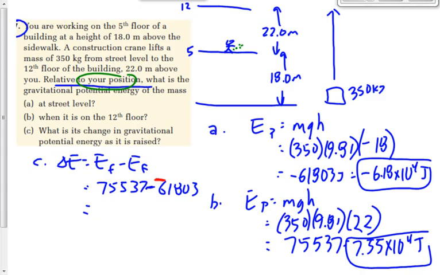Negative. We can't forget that negative in there, right? Just because we're subtracting doesn't make it automatically negative. You've got to subtract the initial amount. If the initial amount is negative, then it's subtract a negative, which makes it positive. What do we get for that?